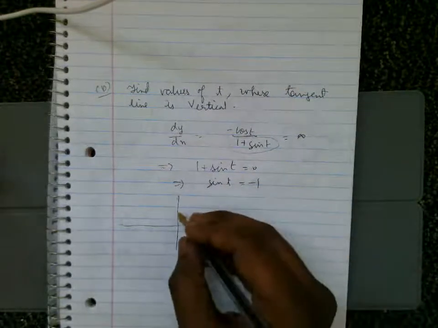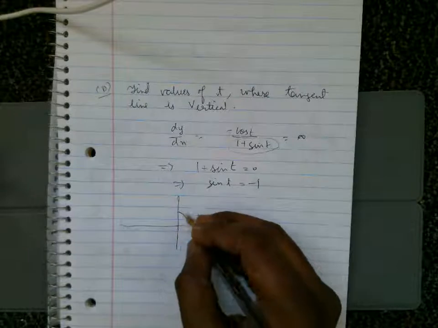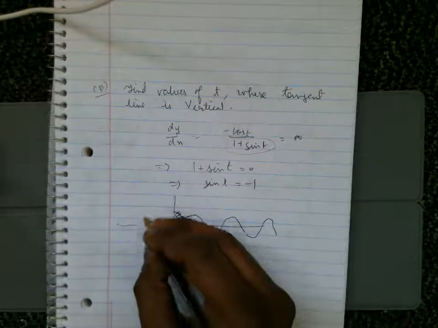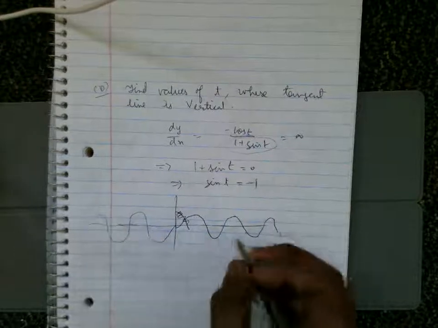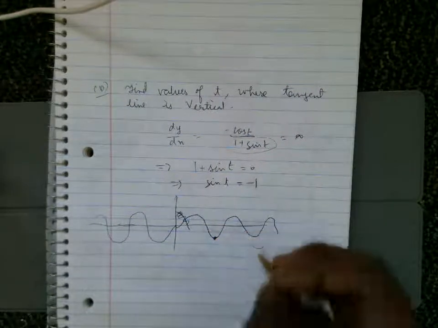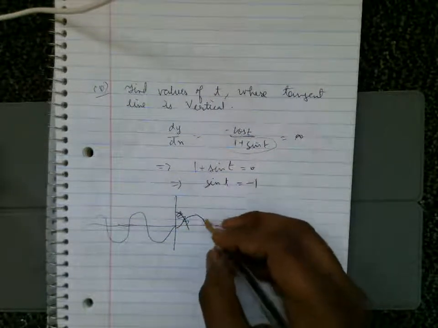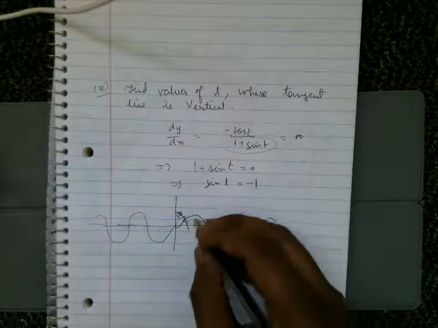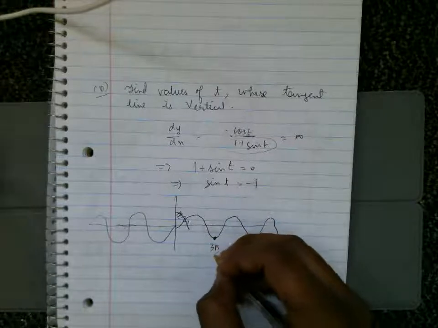And when will this happen? Let's look at the graph of sine theta. It looks like this, and it is minus 1 for pi plus pi by 2, which is 3 pi by 2.